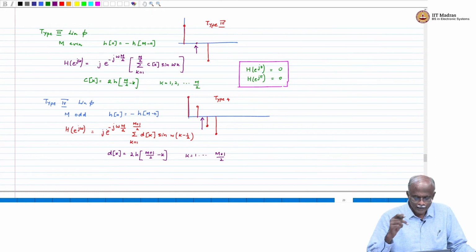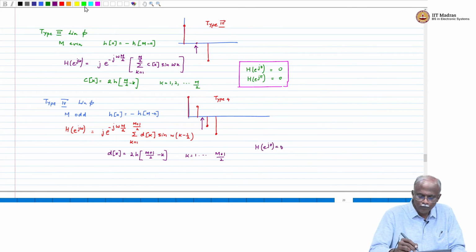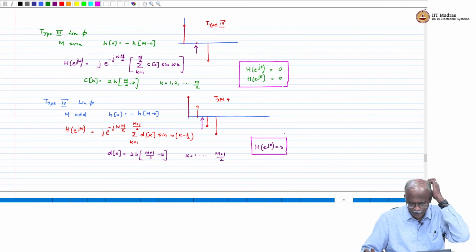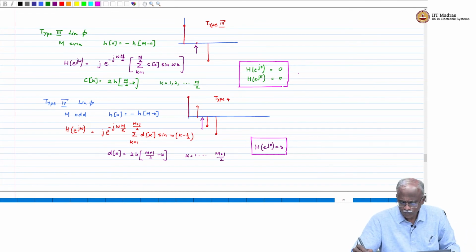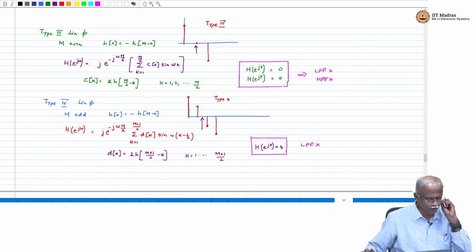Okay, look at the expression for H_E of j omega. Notice that this will always be 0 for H_E of j0. Okay, this will be equal to 0. So type 4 has got one constraint. Type 3 has got two constraints in terms of the magnitude response, and type 1 has got no constraints. Type 2 has got one constraint. So this means low pass filter, no. High pass filter, no. This one, low pass filter, no. High pass filter, yes. Band pass filter, yes. No problem. We can do the following.